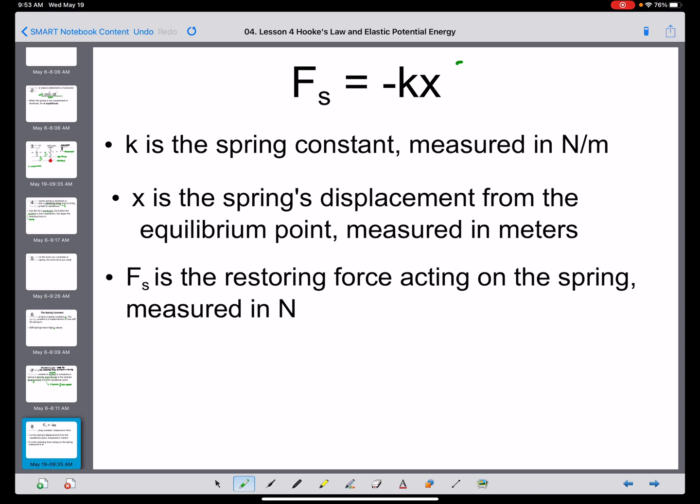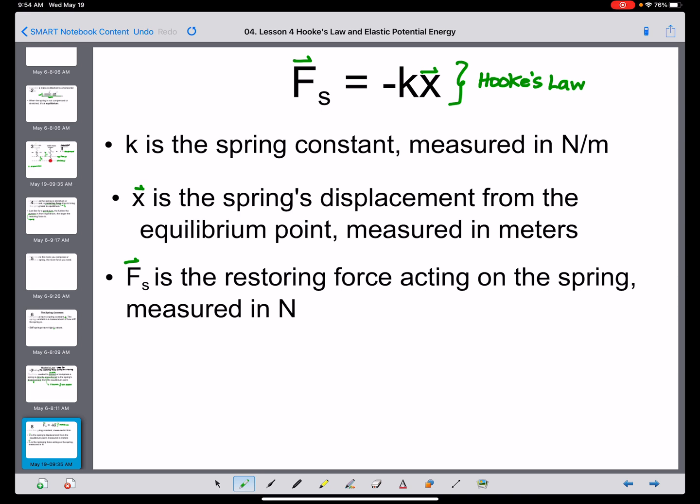So here's Hooke's law again, but this time it's written out using variables rather than words. And we actually need to add our vector symbols in here. So force is a vector, so is displacement. Let's add those into our notes. So the formula is spring force equals negative k times x.